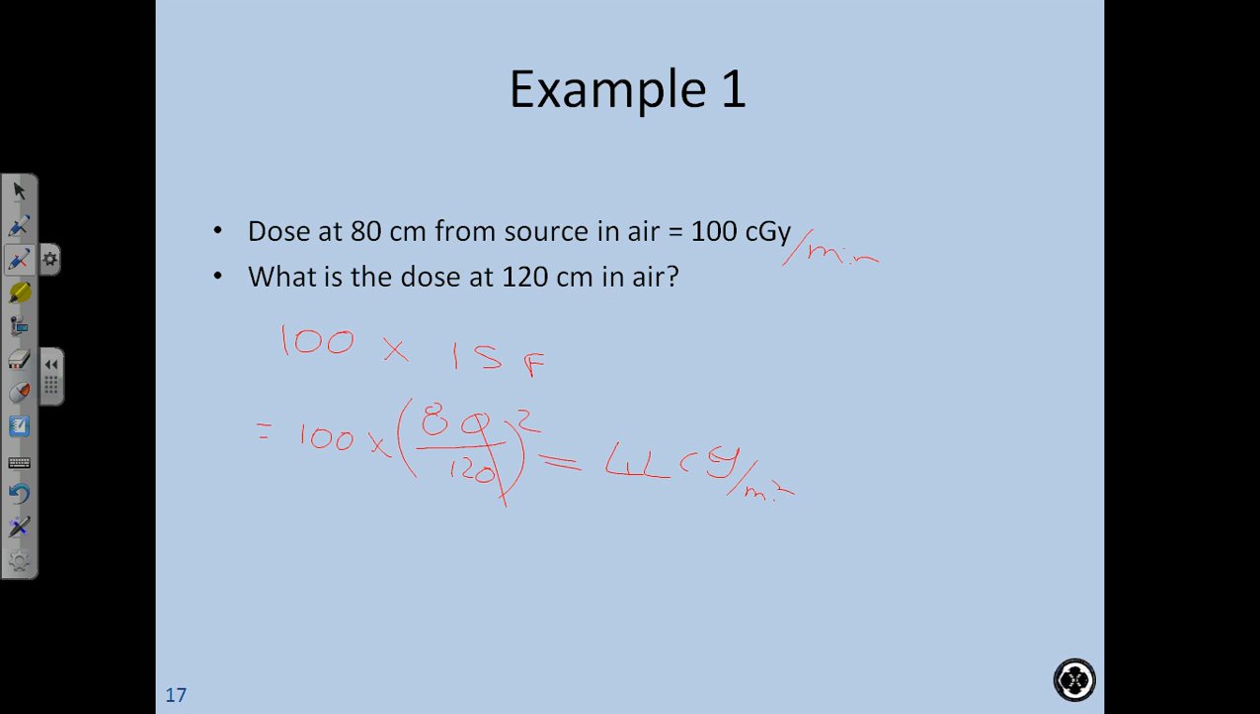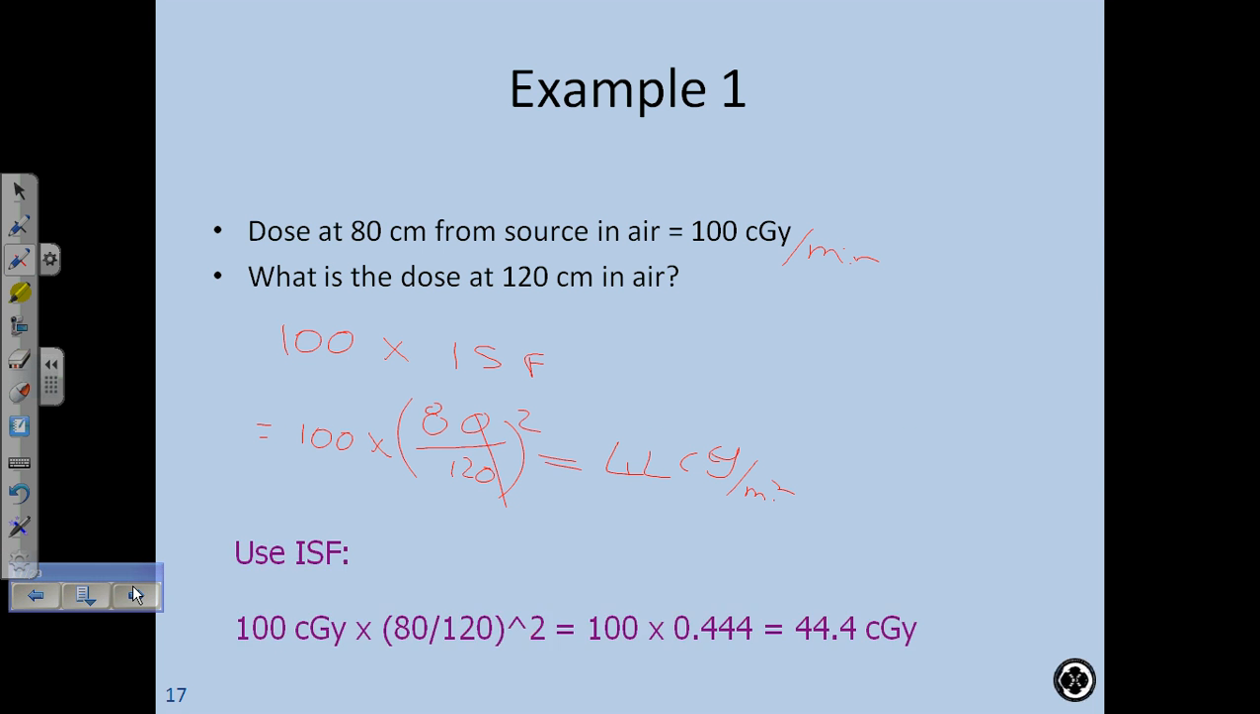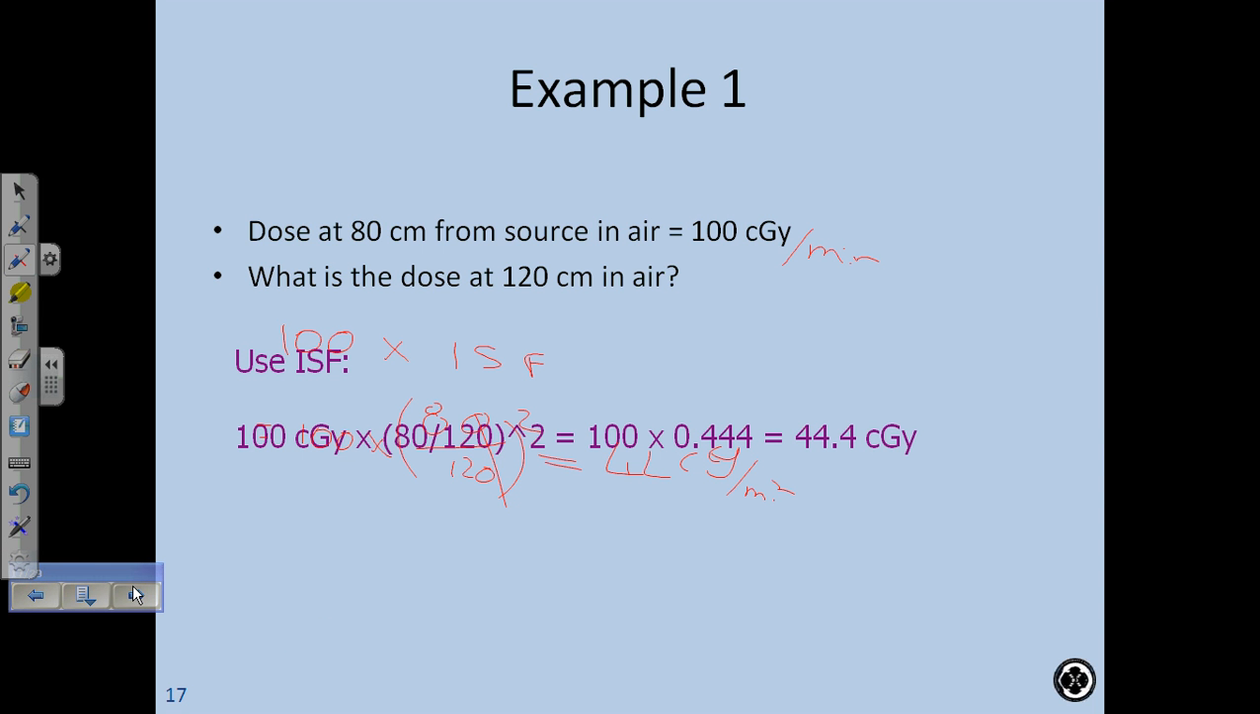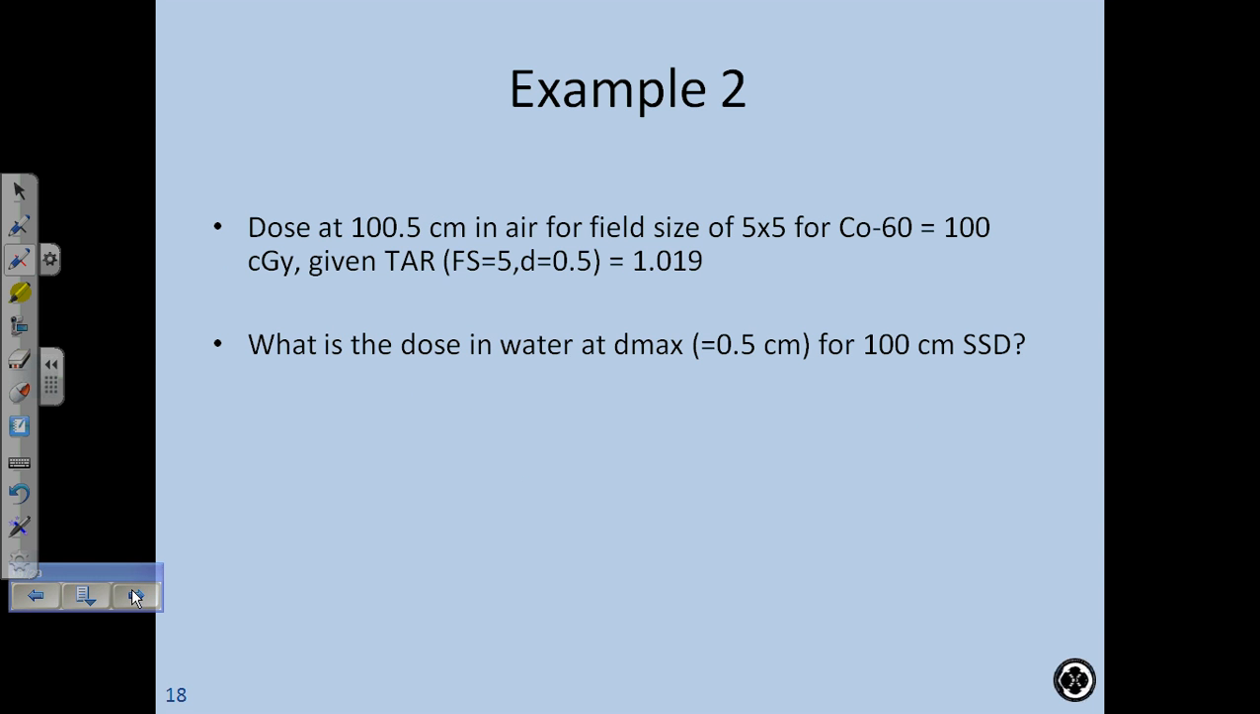Next. Where's my slide changer? Oh, there it is. All right. So, use that 400 over 4. That's the answer.